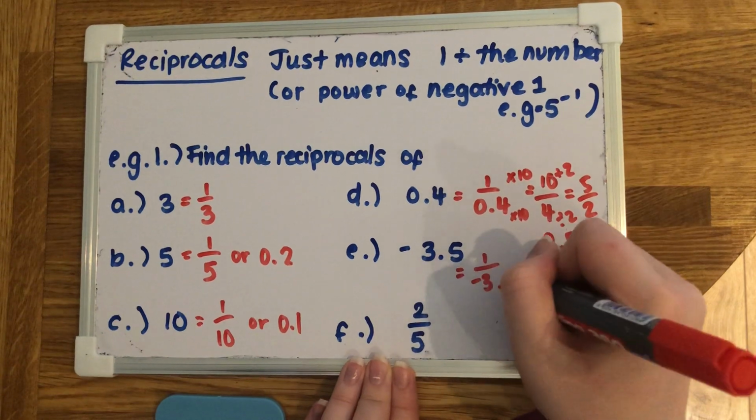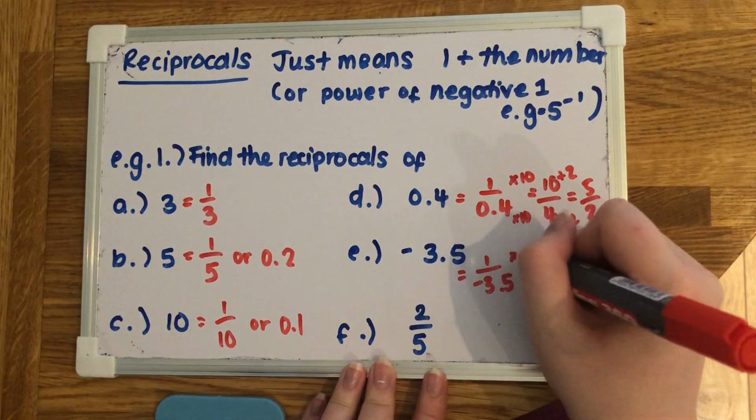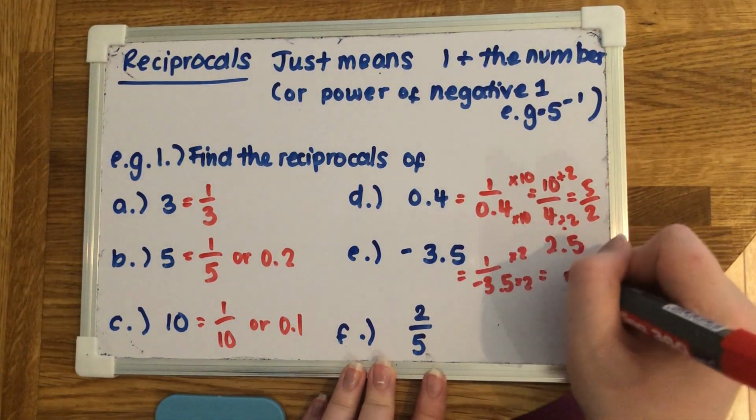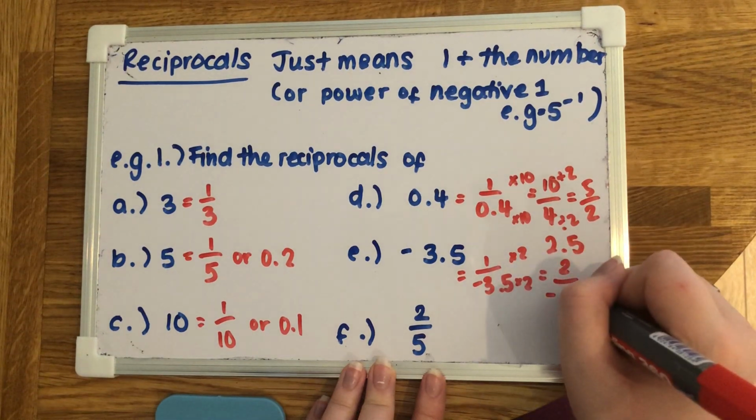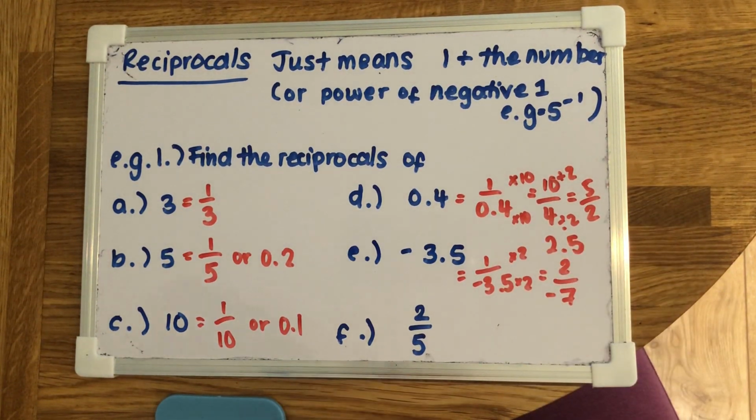1 divided by -3.5. You can times the top and the bottom by 2. So it would be 2 divided by -7. Okay, and that doesn't simplify any further. And I wouldn't write that as a decimal either because again, that's a recurring one. Okay, the next one's a little bit harder.